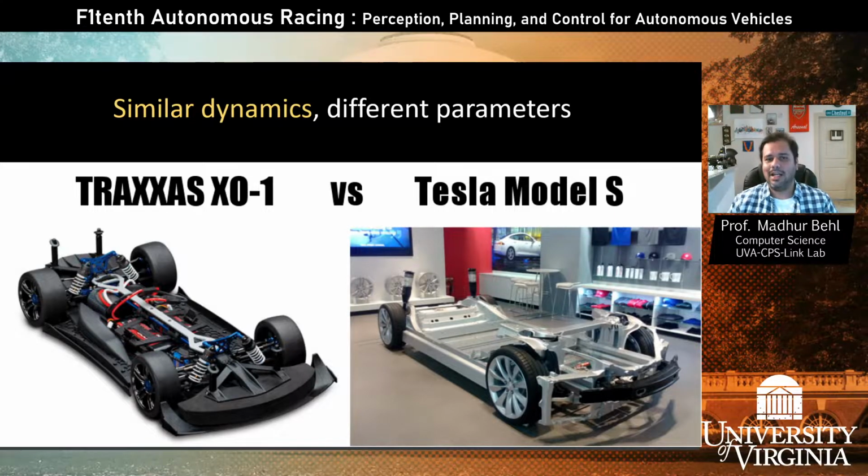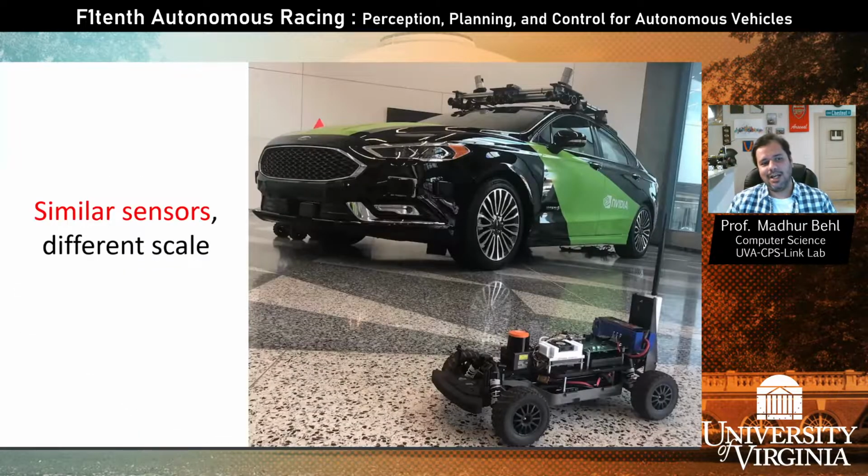And so it has similar dynamics in terms of braking and accelerating, but it has different parameters, obviously, from the full-scale vehicle. Similarly, it has the same sensors as you would find on a full-scale self-driving car prototype, but at a different scale, right? So our LiDARs cannot look 200 meters in front of them. We don't have radars on the F1tenth car, but whatever we have is very powerful in terms of the 1/10 scale.